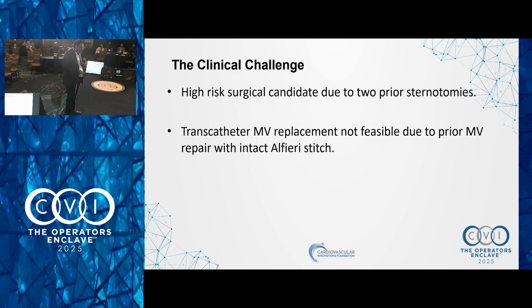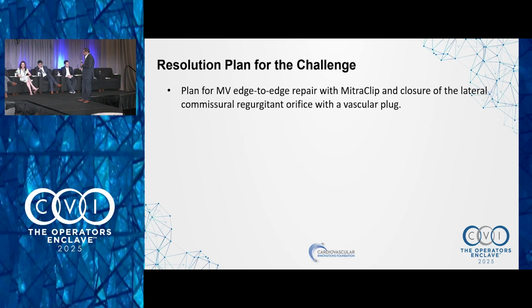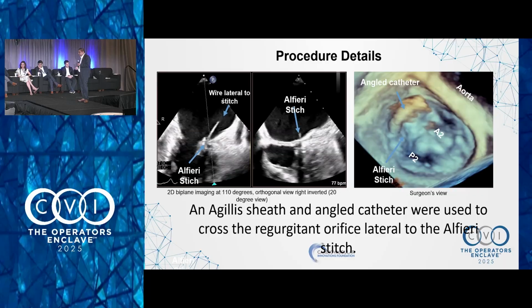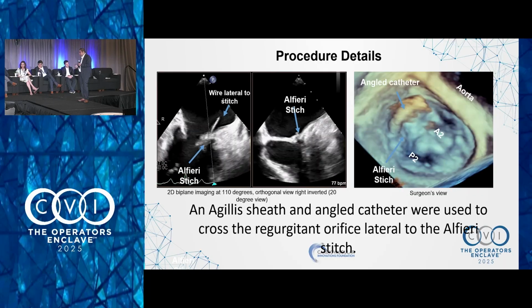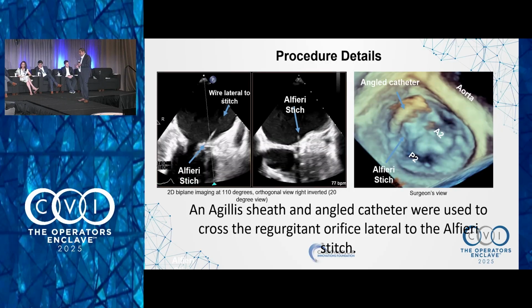Those are all great points, and we would do that. But the name of the talk is plugs and leaks and closures, so I think we have to go with that theme. So basically, we planned for edge-to-edge repair with the mitral clip and closure of the lateral commissure jet with the plug. And it was pretty easy, actually. Of course, it's a lateral commissure. Wiring is always easy, and we used a Gillis and a regular microcatheter, and it was an angled glide cath.